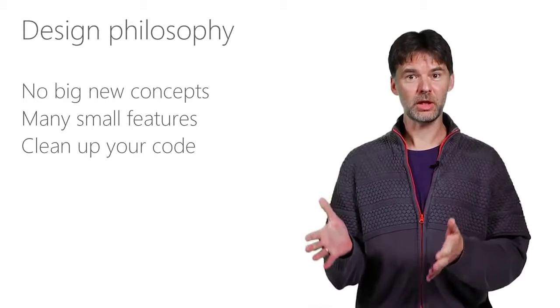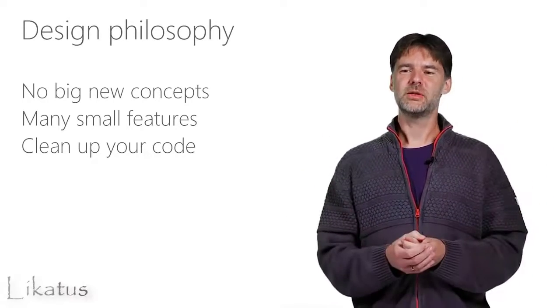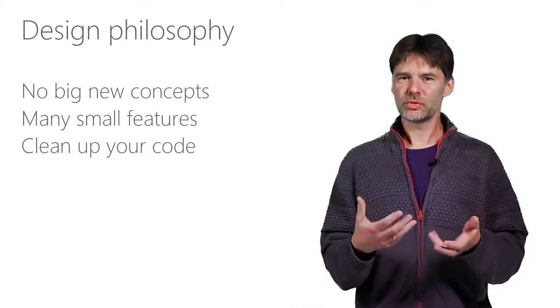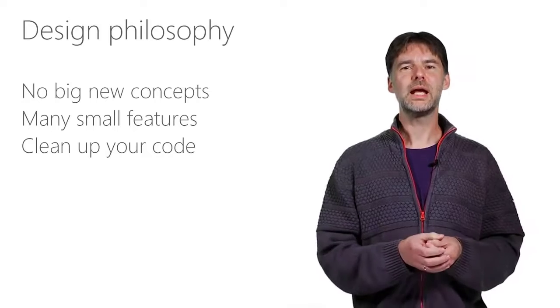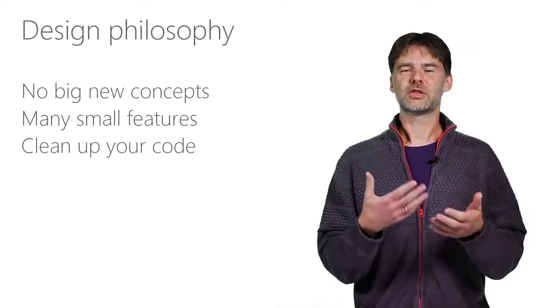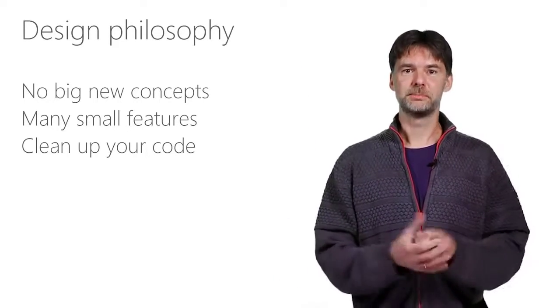In C# 6, as we call it, we haven't really added any sort of big new concepts that you have to wrap your head around. It's more a list of small, useful features that help clean up your code and get rid of the boilerplate that gets in the way of expressing your intent clearly. So let's go through this list and have a look.